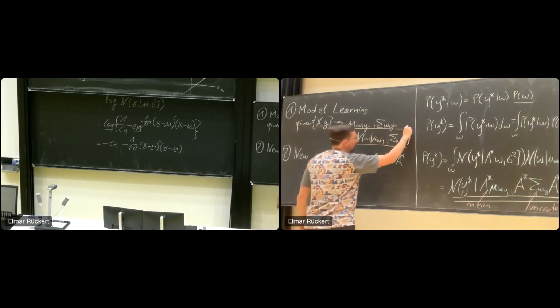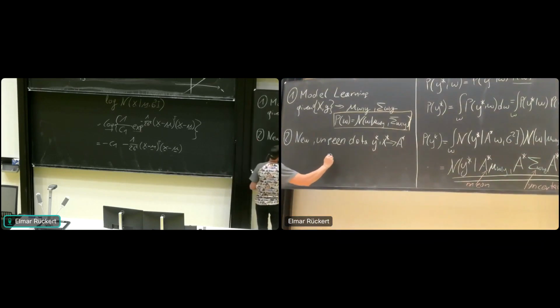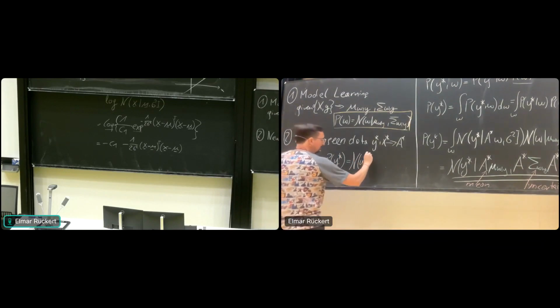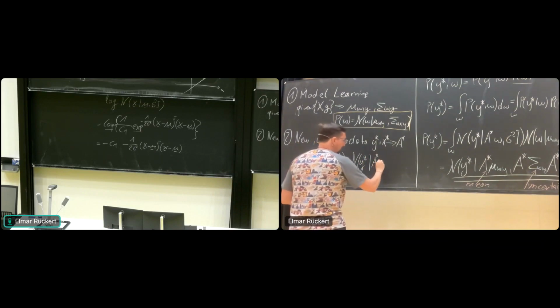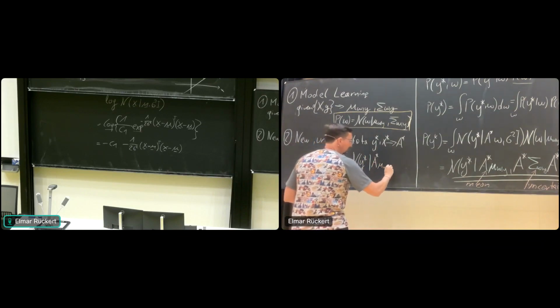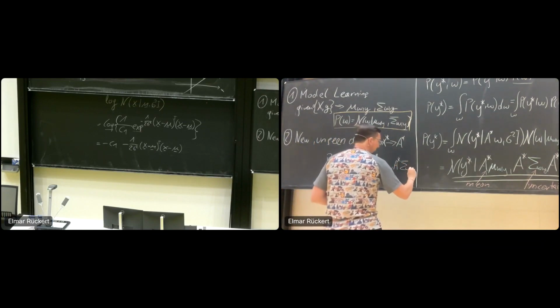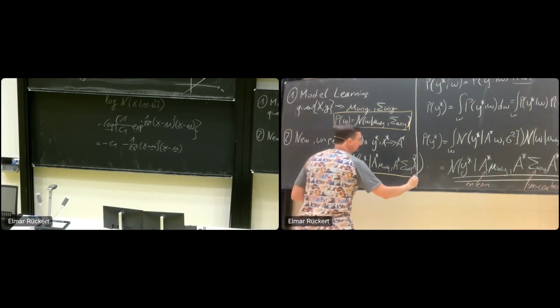This was the result of the model learning part and of the evaluation of the test itself. P of Y star is given by the Gaussian Y star, given A star, the prior mean, and the transformed covariance of the prior, transposed. This is the result of the test phase.